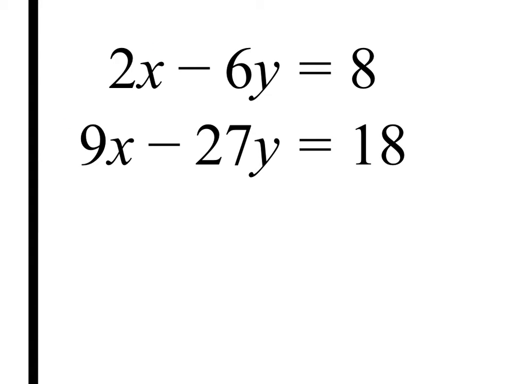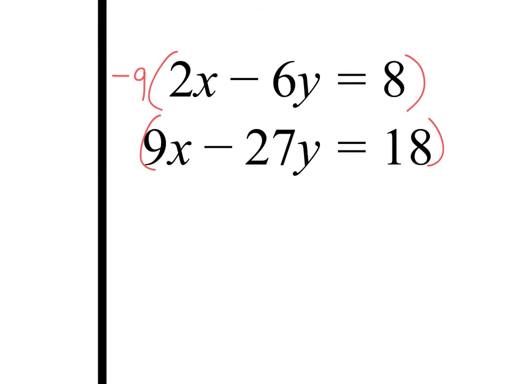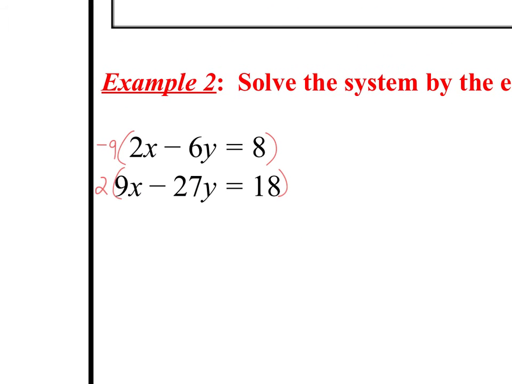The least common multiple between 2 and 9 would be 18. So I want one of them to be positive 18x and one to be negative 18x. So multiply the top one by negative 9. That would give me negative 18x. And I'll multiply the bottom one by positive 2. Okay, remember you always should rewrite after you multiply.